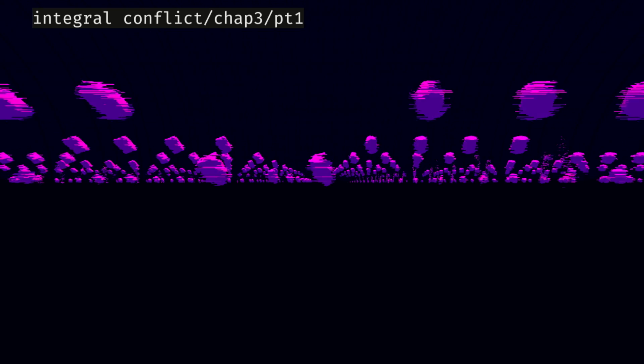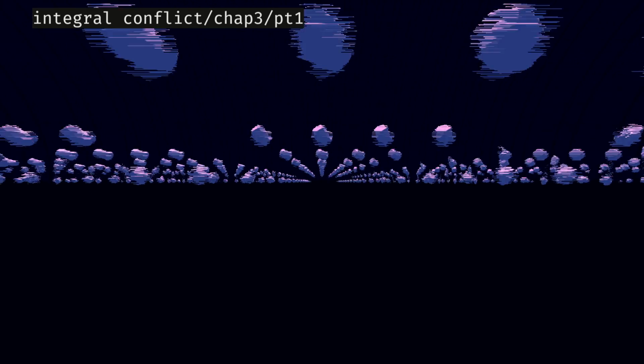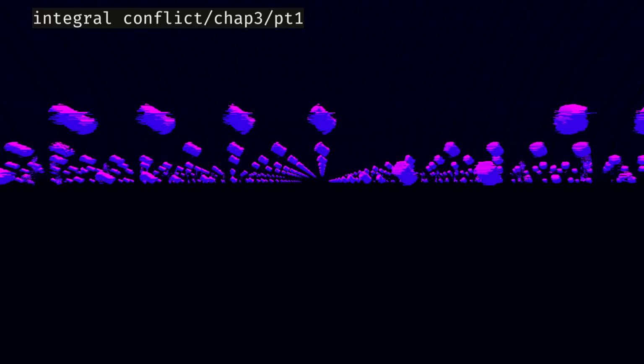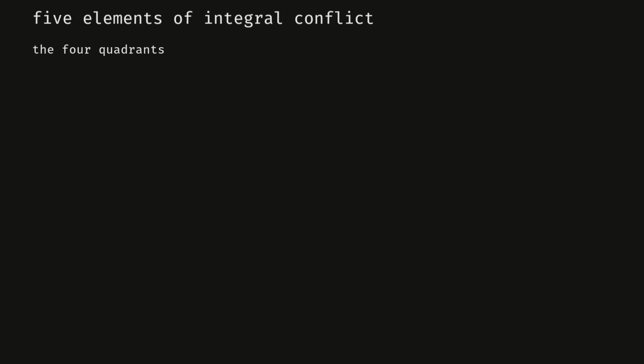Now, chapter 3, as opposed to chapters 1 and 2, is incredibly juicy because it lays out the 5 elements of integral conflict. I'm only going to be talking about the first, and I'm not going to give the full context. I'm going to talk about the 4 quadrants directly. It's basically a way to visualize 2 dualities at once.